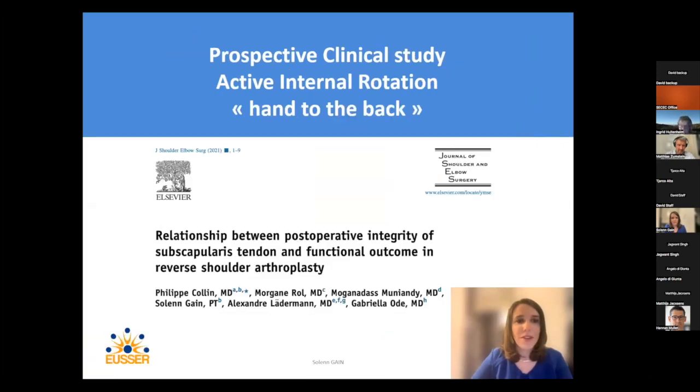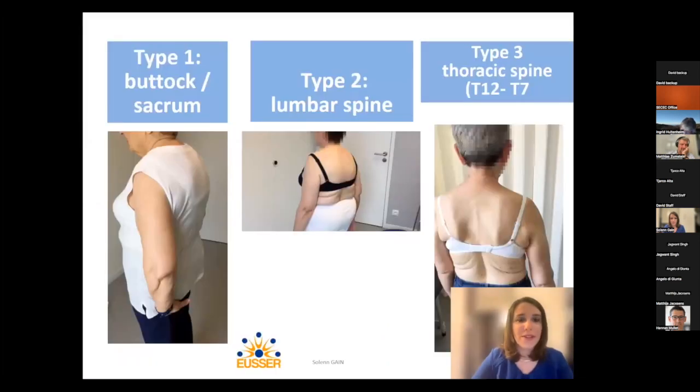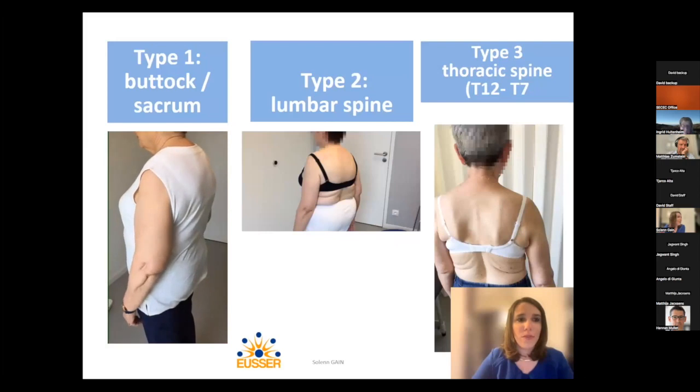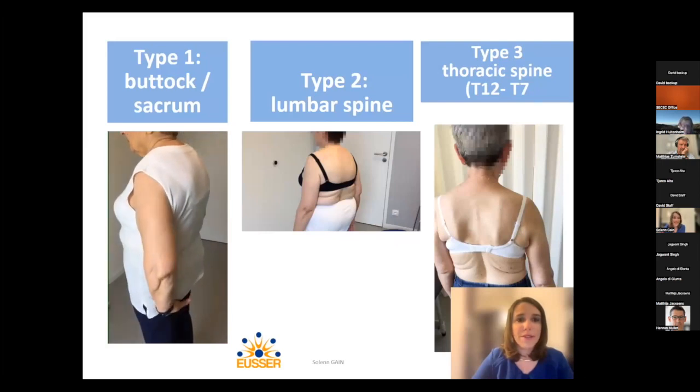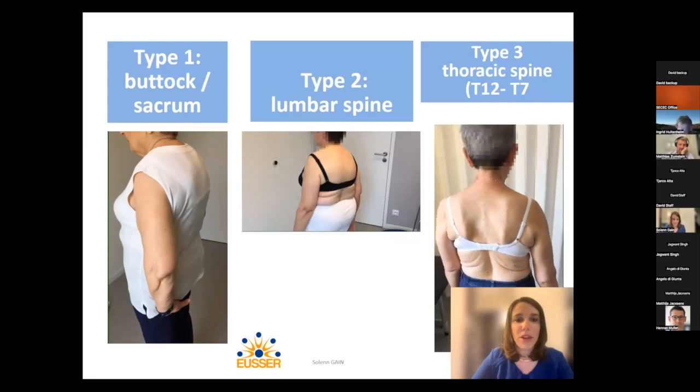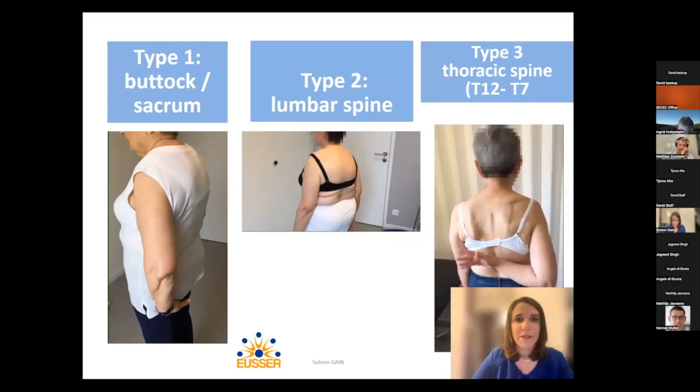This is our second clinical study. It's about active internal rotation recovery in the functional movement, hand to the back. We observed 3 types of patient. Type 1, the patient is able to put his hand to bottom sacrum. Type 2, the patient is able to put the hand up to lumbar spine. And type 3, the patient is able to put the hand up to thoracic spine.